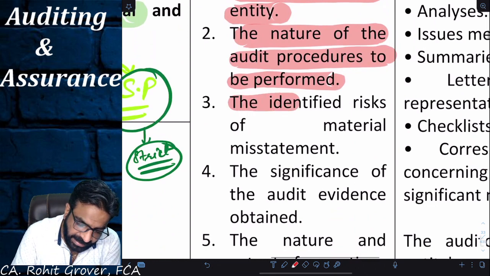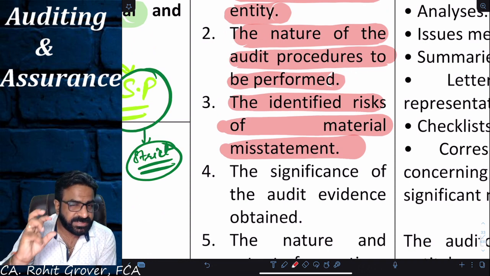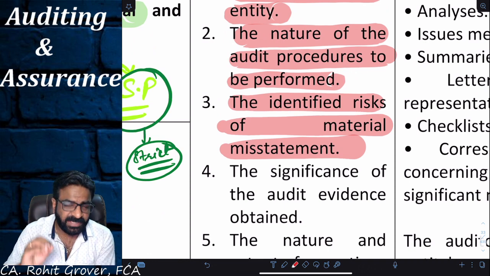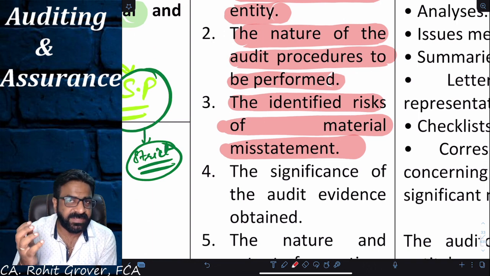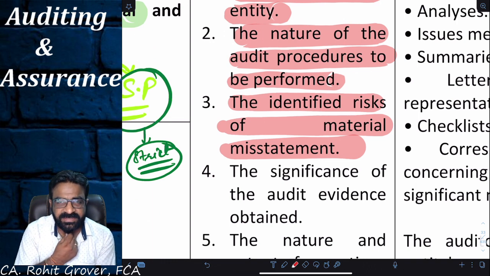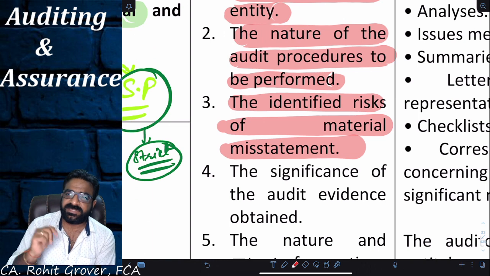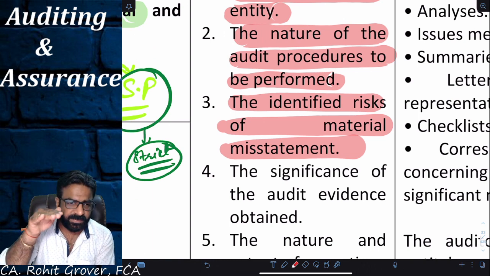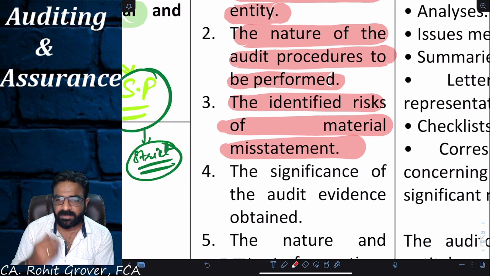Third one, identified risk of material misstatement. It's a very simple logic. The higher the risks of frauds and errors you are expecting from your client's financial statements, what will be the quantum of your audit evidence collection, everyone? If there are higher risks and higher frauds and errors you are expecting, audit evidence collection will be higher or lower? Higher. And if there is less risk, fewer frauds, fewer errors you are expecting from your client, the audit evidence collection will be higher or lower? Lower. So the third factor is identified risk of material misstatement.